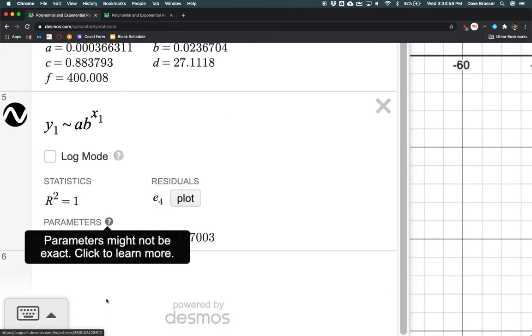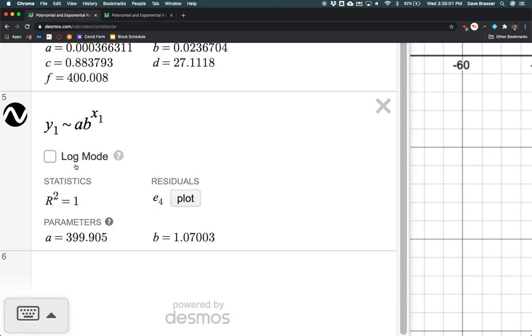What I would probably use in this one is exponential, especially considering populations are often exponential. So this I would use as our exponential, 399.905. And then I would use maybe the first 2 decimal places here. So I would do 399.91 as my A value, 1.07 as my B value.